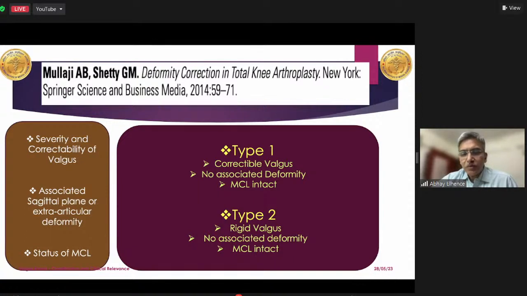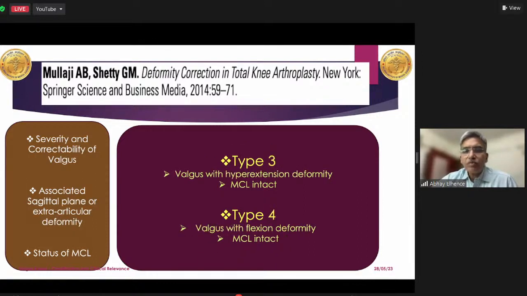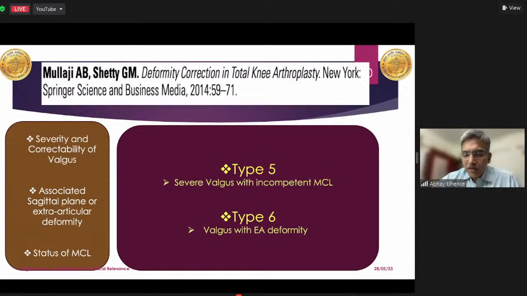A type two is a rigid valgus with no associated deformity with a medial collateral ligament which is intact. Type three and type four have the association of sagittal plane deformities, where type three is associated with a hyperextension deformity and type four is associated with a flexion deformity. Type 5 is where the valgus is so severe, and it is associated with incompetence of the medial collateral ligament, which is where we start thinking and talking about building in constraint into a total knee arthroplasty implant.